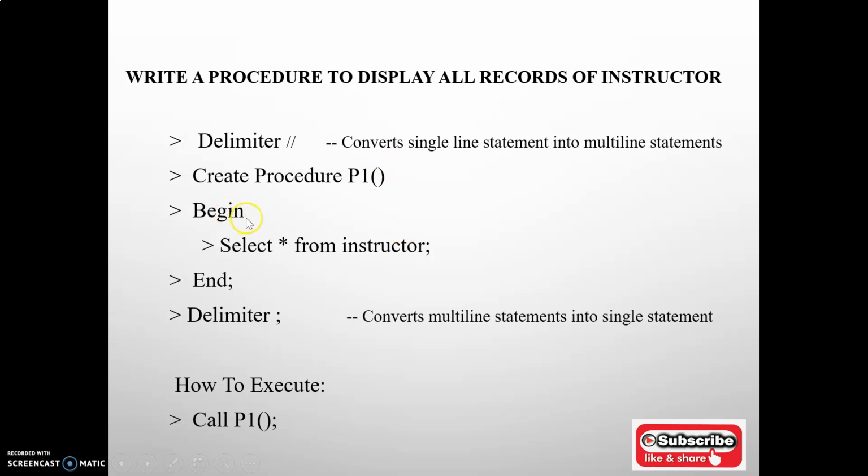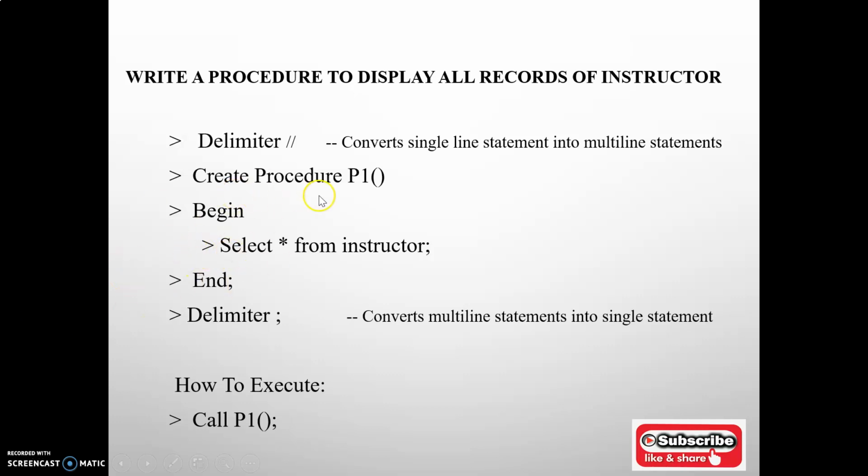So this is the procedure to be written in MySQL. Whenever we execute PL code block in SQL, it is very necessary to start with delimiter. Delimiter space slash slash. It means it converts single line statement into multi-line statement. What does it mean? Whenever we create procedure and use the semicolon, with delimiter slash slash, it does not come out from MySQL. That procedure will be executed smoothly.